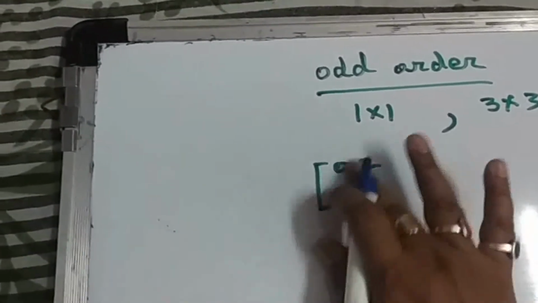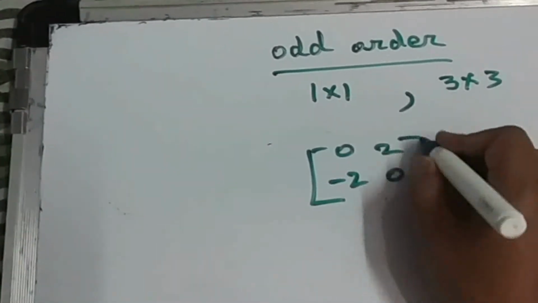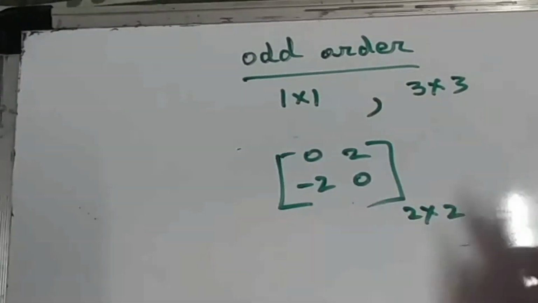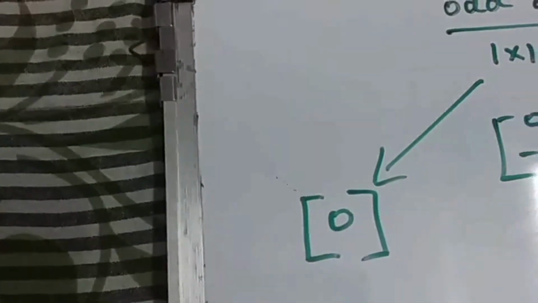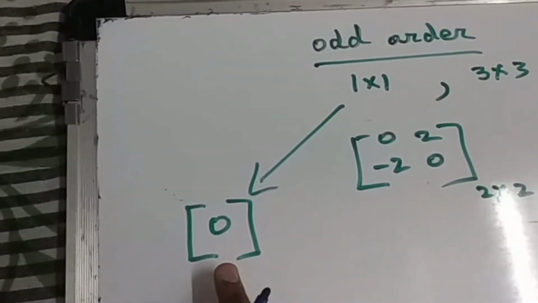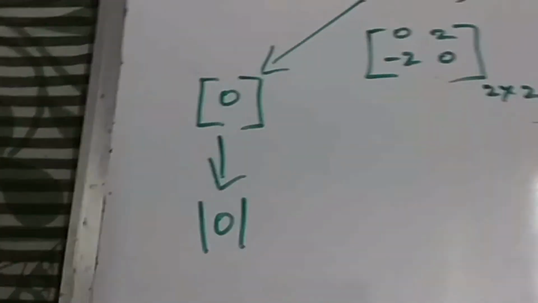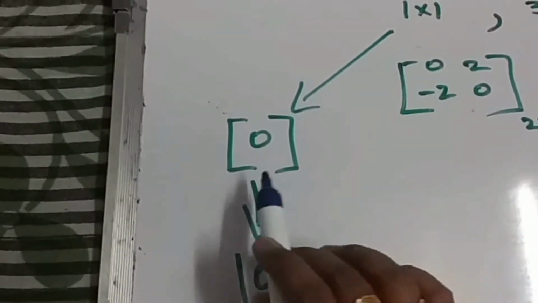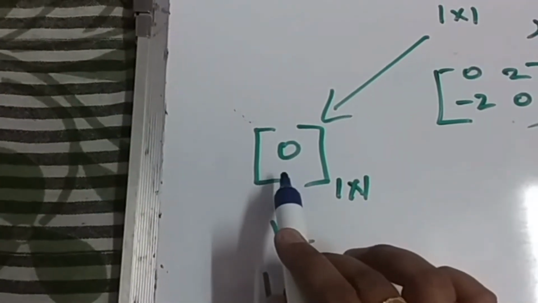This is 2 into 2 order, okay, not odd order. Now for 1 into 1, say it is 0 only, because it is a skew symmetric matrix of odd order only. This is the matrix. This determinant will be written like this, and the value is 0. It is not mod, okay, it is the determinant sign. So a skew symmetric matrix of odd order, that is 1 into 1, will be this only. You have to write 0 inside square brackets.